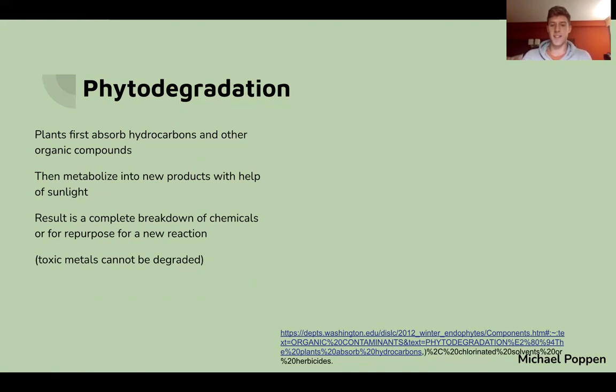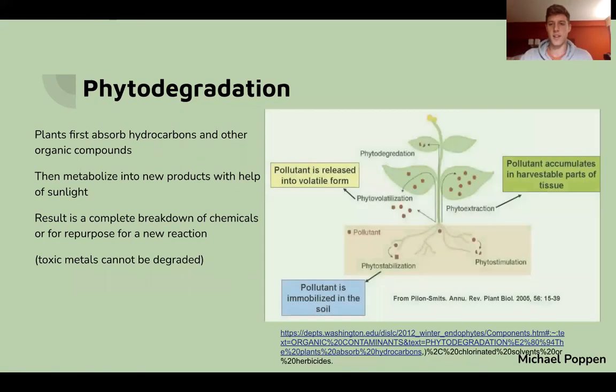Phytodegradation is limited in its use, specifically by the metals that you're trying to clean up and the plant that you are using. Toxic metals, unfortunately, cannot be degraded, which makes it even more limited. Next slide, please. So these are 3 specific plants that can be used for plant remediation or phytoremediation. The first one, we have sunflowers.